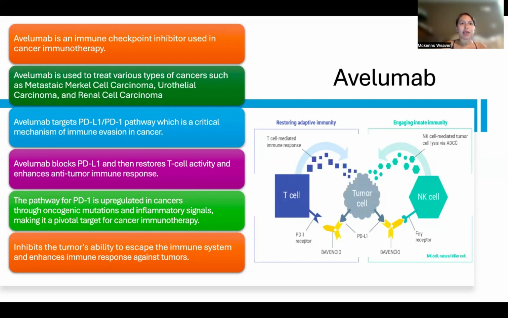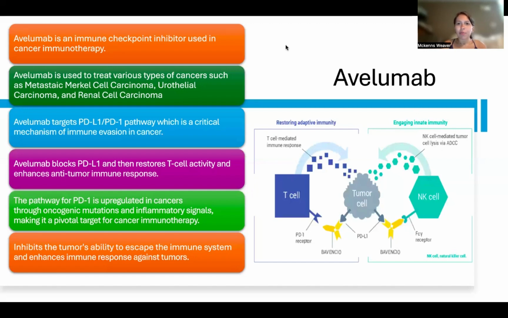It targets PD-L1 and the PD-1 pathway, which is a critical mechanism for immune evasion in cancer. It blocks PD-L1 and then restores T cell activation and enhances the anti-tumor immune response. As mentioned before, the PD-1 pathway is upregulated in cancers through oncogenic mutations and inflammatory signals, making it a pivotal target for cancer immunotherapy. It also inhibits the tumor's ability to escape the immune system and enhances immune response against tumors.